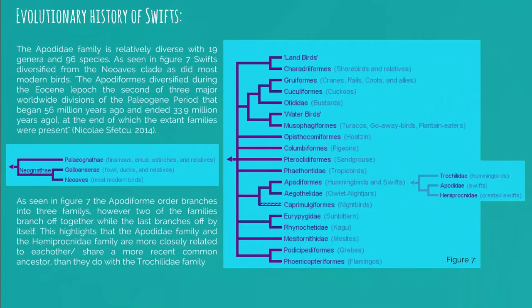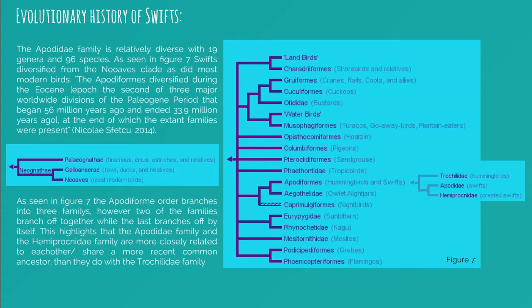Evolutionary history of swifts. The Apodidae family is relatively diverse, with 19 genera and 96 species. As seen in Figure 7, swifts diversified from the Neo-Aves clade, as did most modern birds. The Apodiforms diversified during the Eocene period, at the end of which the extant families were present.